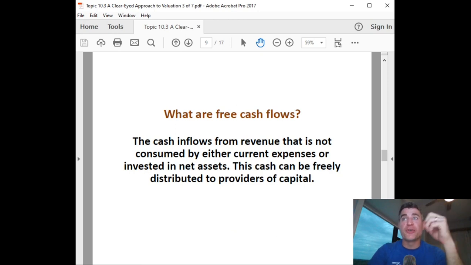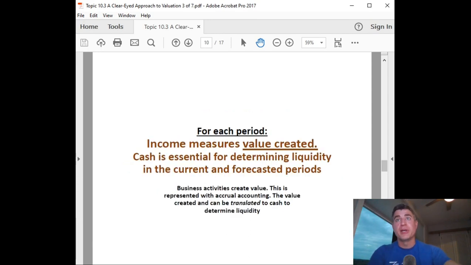All right. The cash inflows from revenue that's not consumed by either current expenses or invested in net assets, which can include things like property, plant, equipment, and everything else. That is the cash that can be freely distributed to providers of capital. So I want to emphasize your primary driver of free cash flows is your ability to have revenue greater than your expenses. You portion some of that for future investment, and the rest can be distributed to your investors.